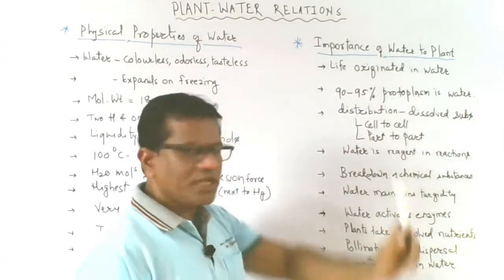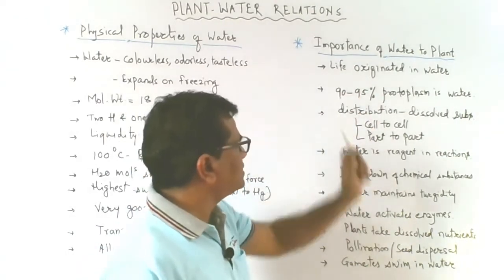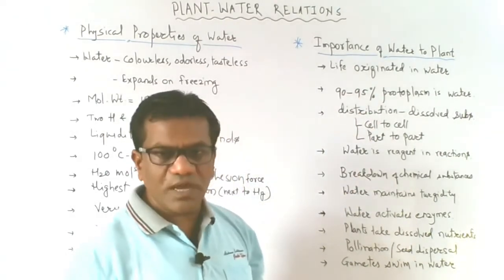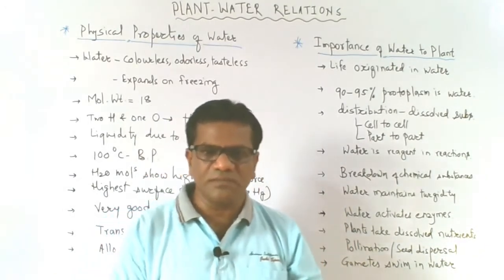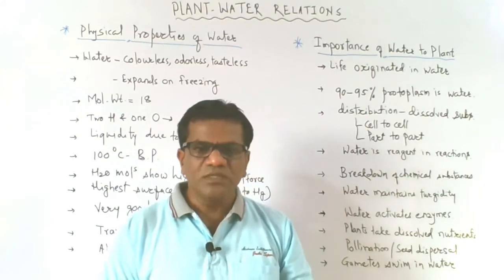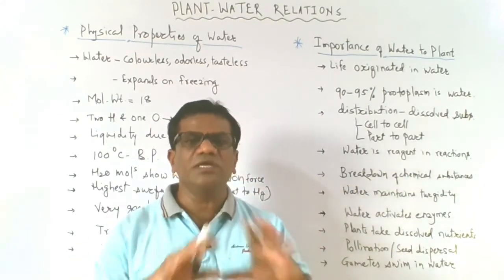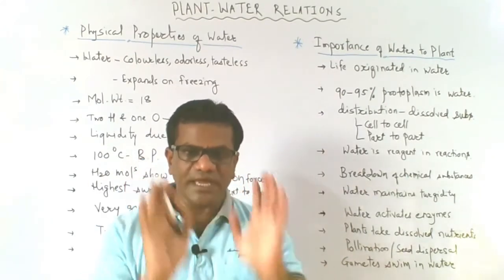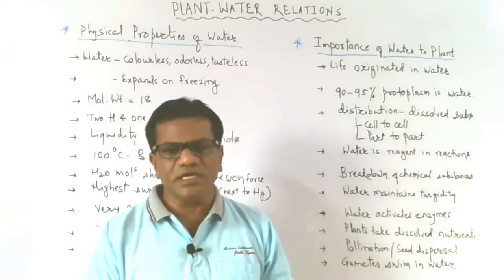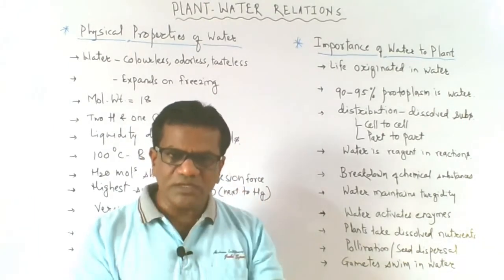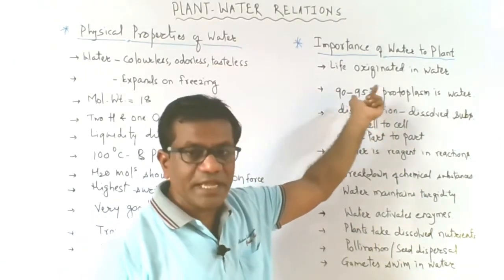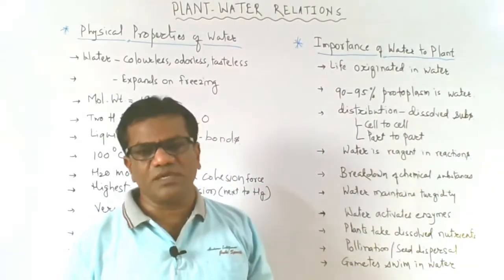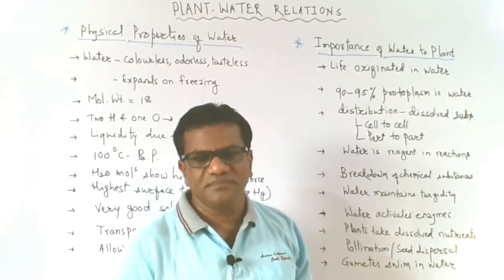So life originated in water, then 90 to 95% of protoplasm is water. We know a cell is made up of cell wall and protoplasm, in plants especially. So the cell wall is just the outer covering, it is the protective covering. Inside it, whatever is present is protoplasm. And of the protoplasm present inside the cell, 90 to 95% is water.